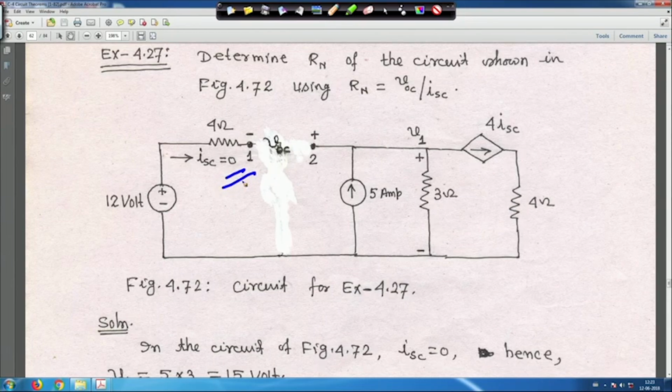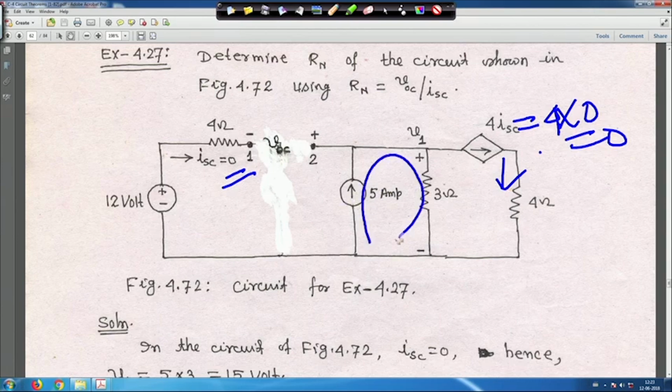If ISC is equal to 0, that means this term 4 into 0 is also equal to 0. That means this part is all 0, there is no current 4 into ISC in this current source. No current is going here, because ISC here is 0, it is a dependent source. So, then what is happening, this 5 ampere independent current source, this current will circulate like this. This 5 ampere will circulate like this.